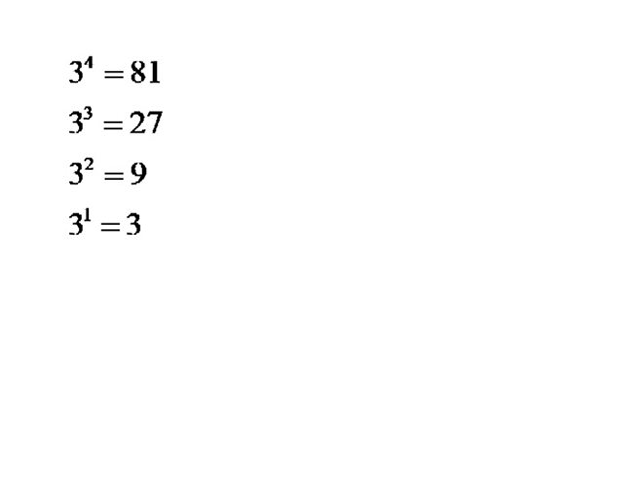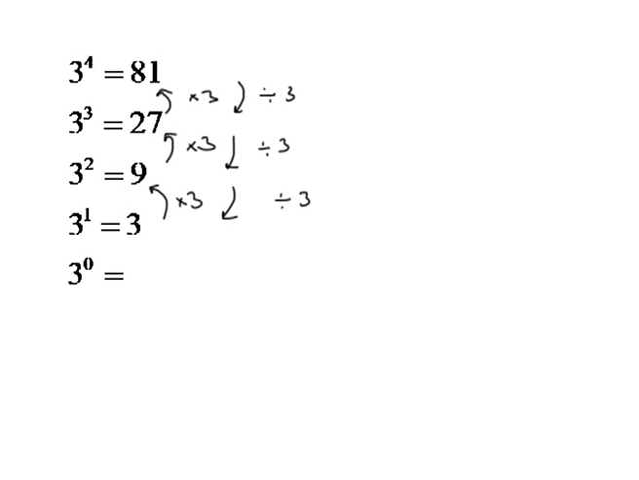Let's have a look at these powers of 3. So 3 to the 1 is 3, 3 squared is 9, 3 cubed is 27, 3 to the 4 is 81. You can see as we go up this list, we multiply by 3 each time the power, or the index, increases by 1. And similarly, if we go down the list, each time the index goes down by 1, the value divides by 3. So what would 3 to the 0 be? Well, we'd take 3 to the 1, which is 3, and divide it by 3, and get 1.